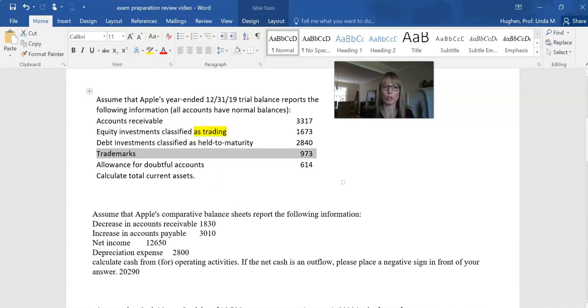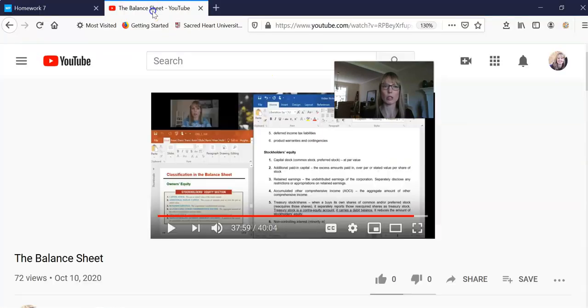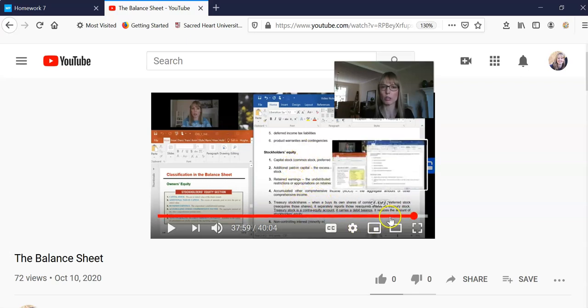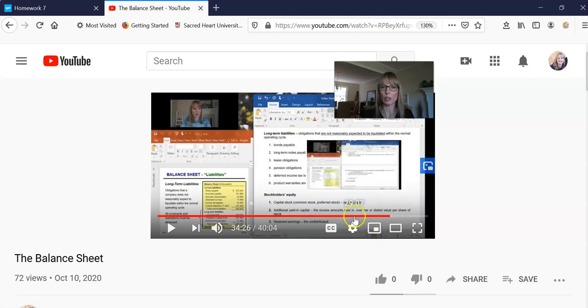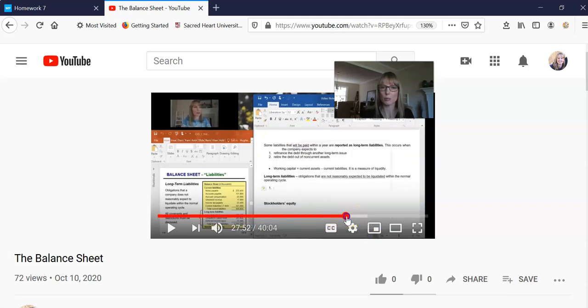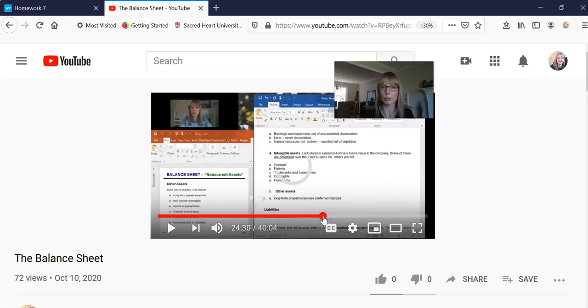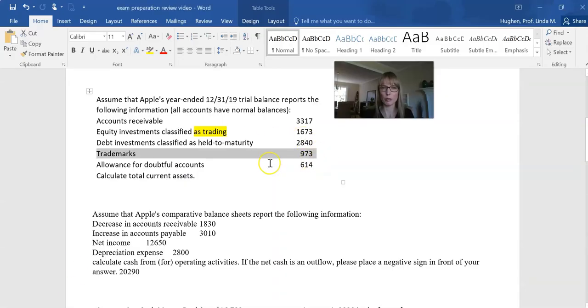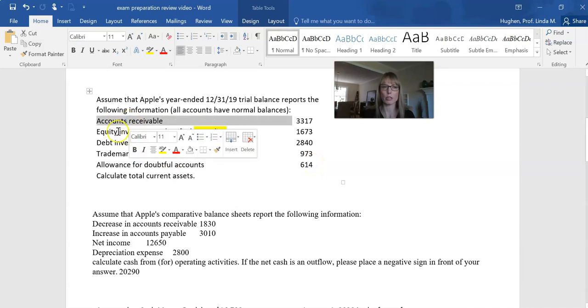Trademarks, these are intangible assets. How do I know this? This goes back to this balance sheet video where I'm going through every single account throughout all of the, here's our long-term liabilities. If we want to see the intangible assets, go back a little bit more, and we see the intangible assets written out here. We practiced putting some of these in the homework. Maybe not every single example went on the homework, but as long as we have comprehensive notes, hopefully this is helpful.